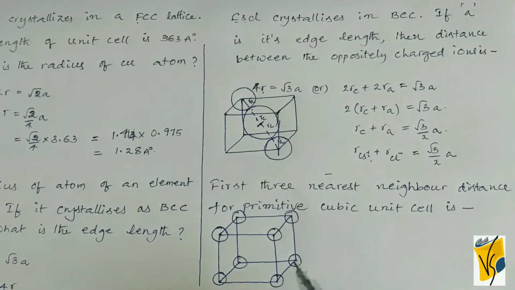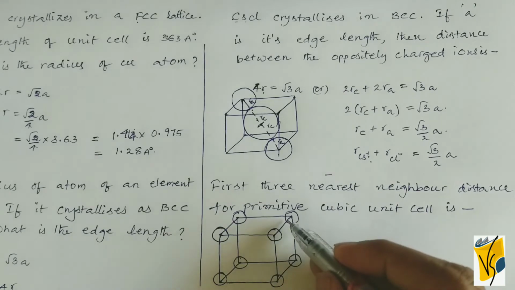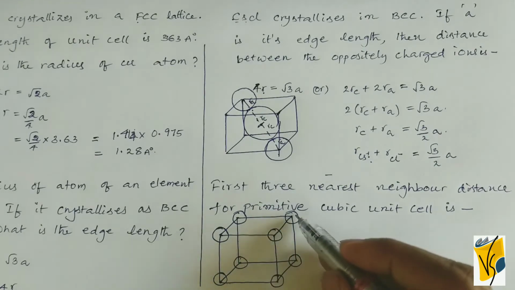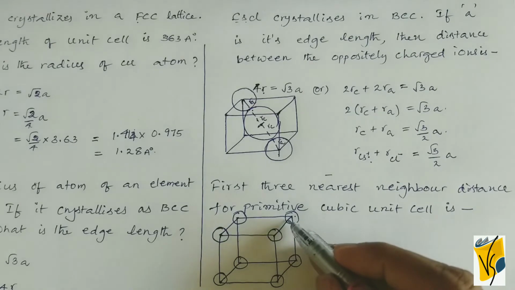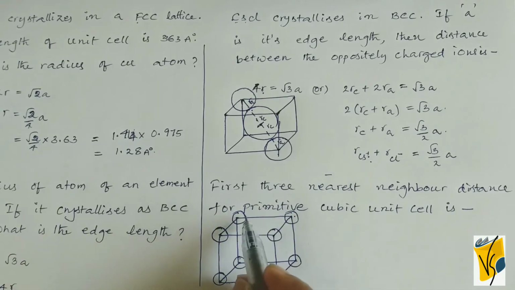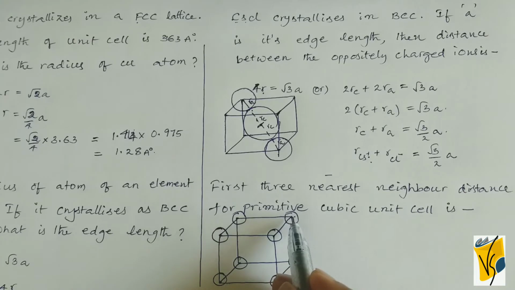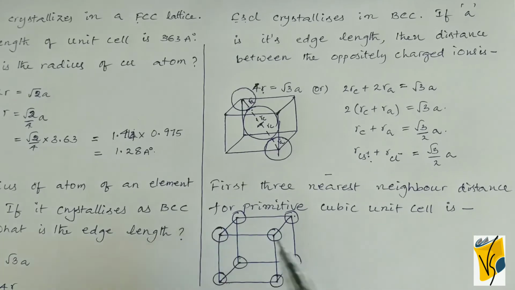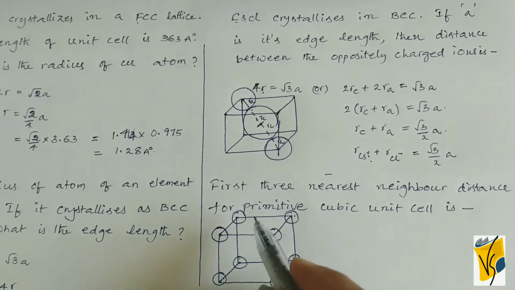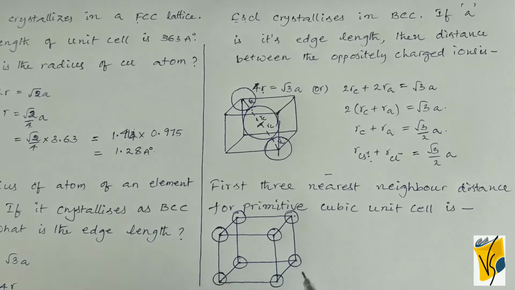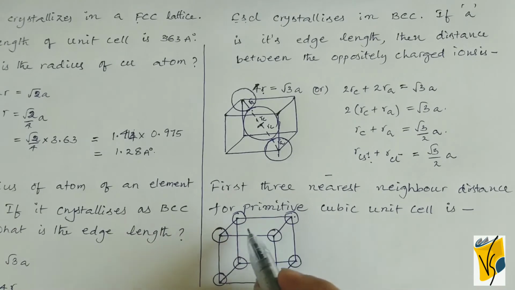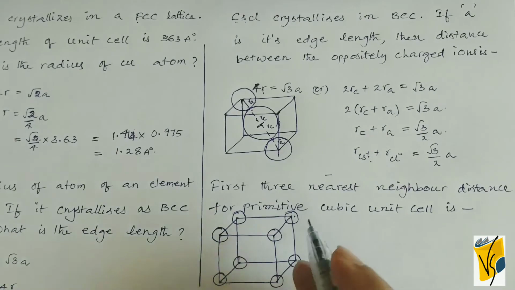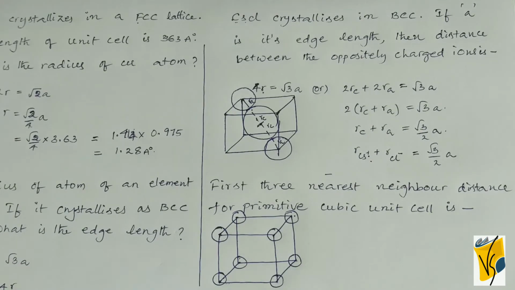And third nearest neighbors will be along the body diagonal, right? So these two atoms are the next nearest neighbors. First nearest neighbors are along the edge. The second nearest neighbors are along the face diagonal, and third nearest neighbors are along the body diagonal. So we have to find out the edge length, face diagonal length, and body diagonal length. Okay, so that is the answer. So what is the edge length?